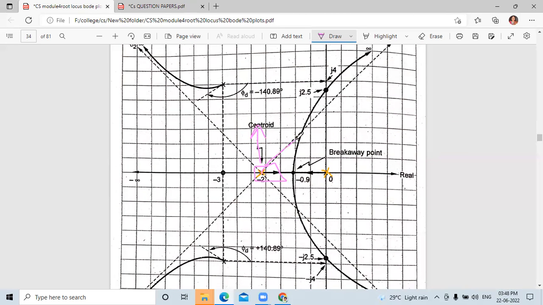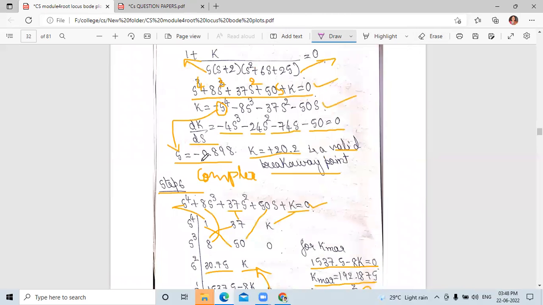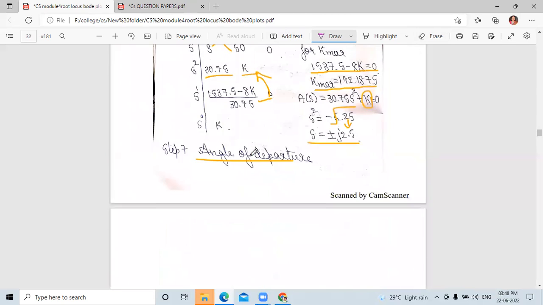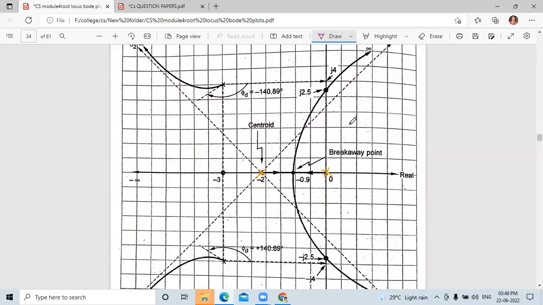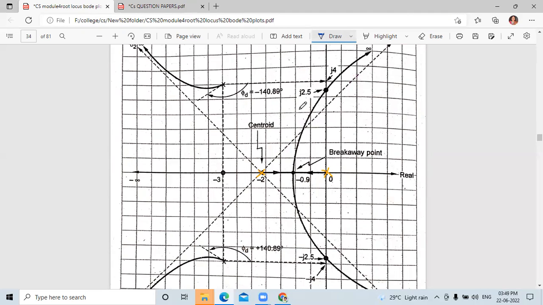From this you need to mark theta 1, theta 2, theta 3 and theta 4. After marking the centroid, you need to mark the angles, that is the asymptotes. Next, the breakaway point: we got s equals minus 0.898, which they have taken as 0.9. This is the breakaway point.